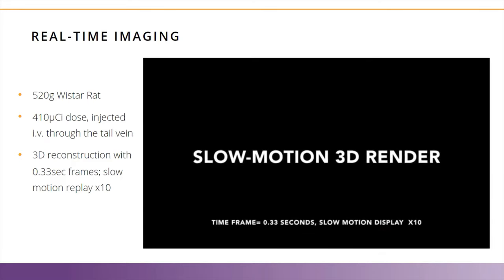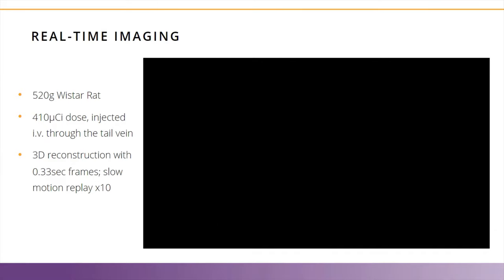The resulting 3D PET images were reconstructed with a time frame of 33 milliseconds, and the time-lapse video that you see here is replayed 10 times slower. This type of imaging allows you to visualize the first pass of the tracer as it travels through the animal.